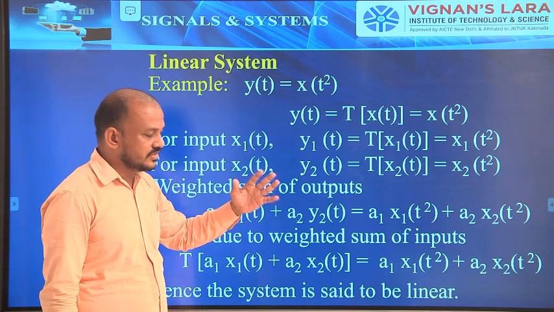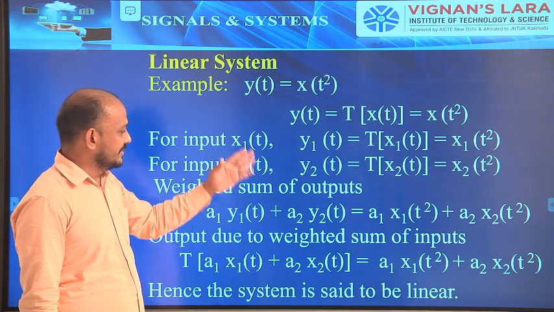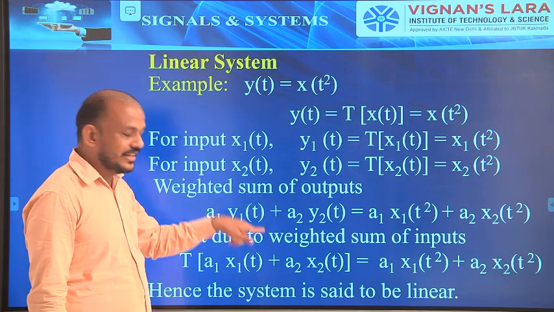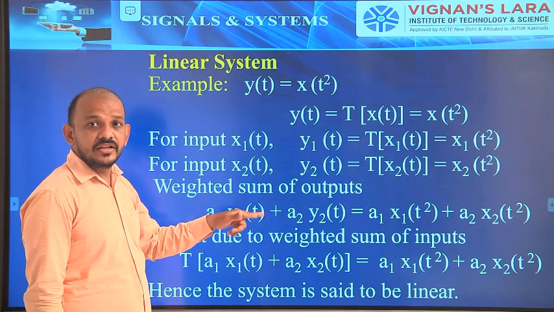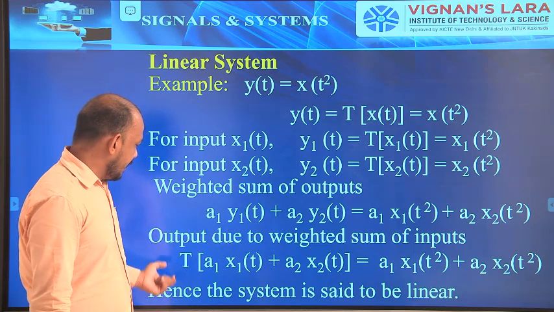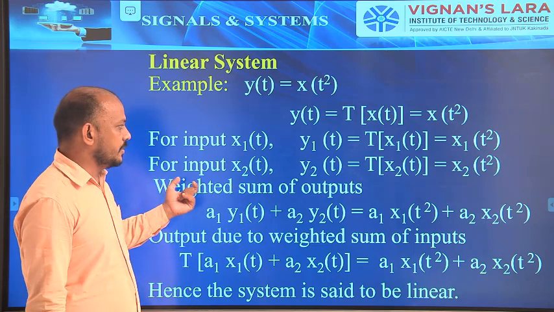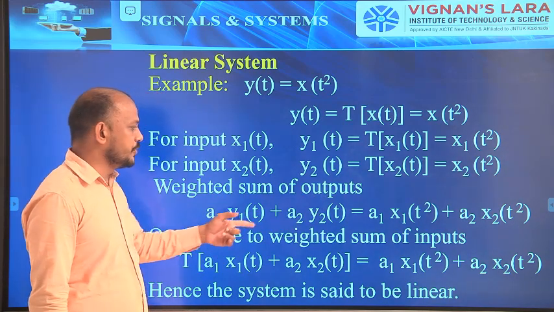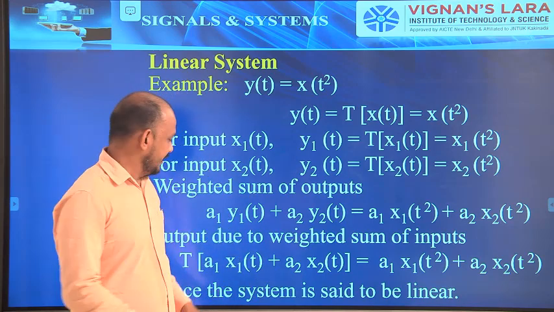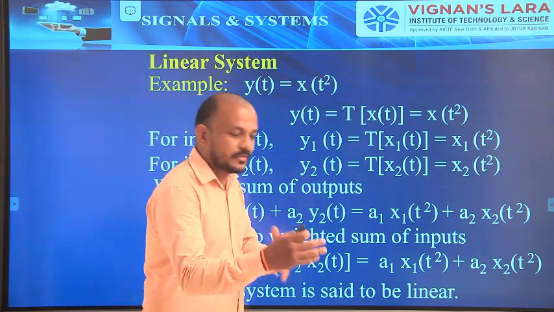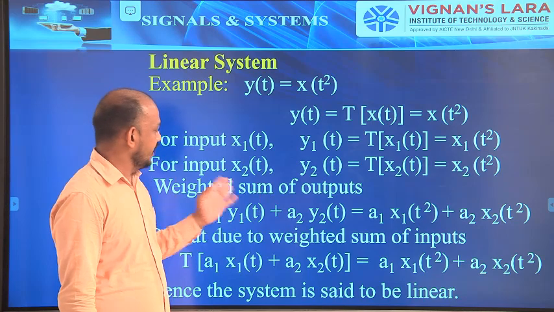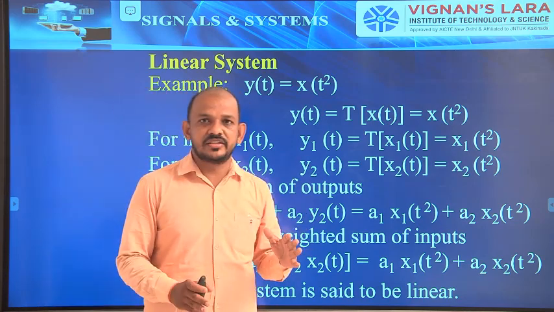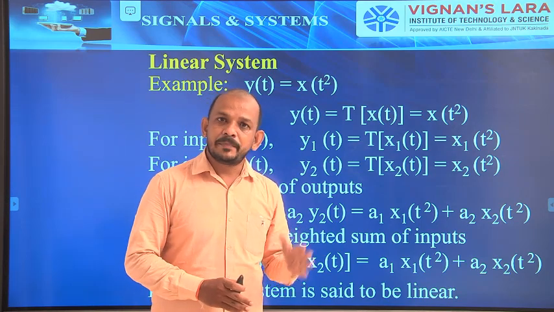I solved this and proved it satisfies both the principles of homogeneity and superposition. That is, the output due to the weighted sum of inputs is the same as the weighted sum of outputs, then we can say the system is linear. I discussed up to this point in the previous class.